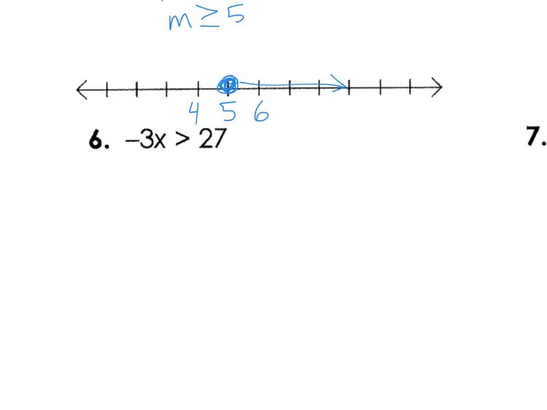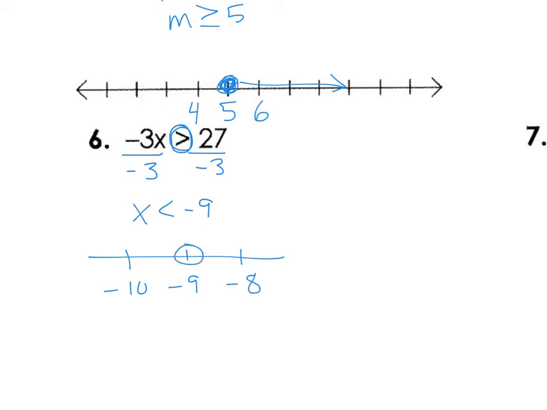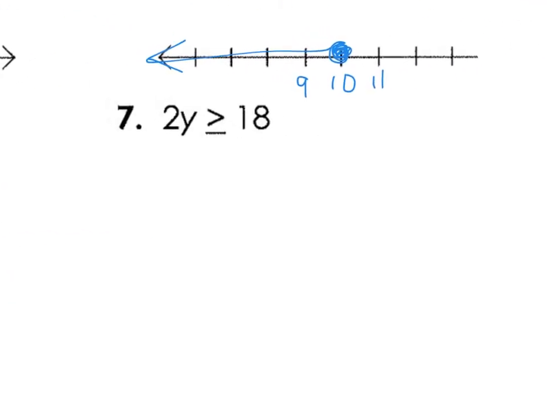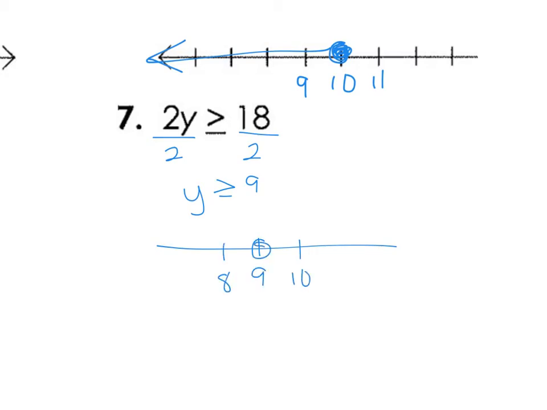Number 6, instead of multiplying by -3, we're going to divide by -3, remembering that when you multiply or divide by a negative, you have to flip your inequality. So I'm going to get x less than -9. -9, -10, -8. Open circle, going to the left. Number 7. Instead of multiplying by 2, we're going to do the inverse of multiplying by 2, which is dividing by 2. That gives me y is greater than or equal to 9. 9, 10, 8. This is a closed circle going to the right.